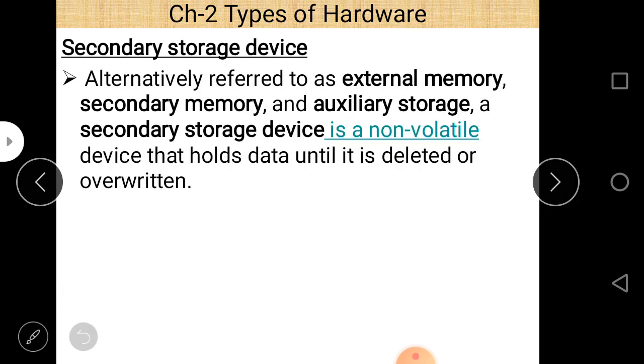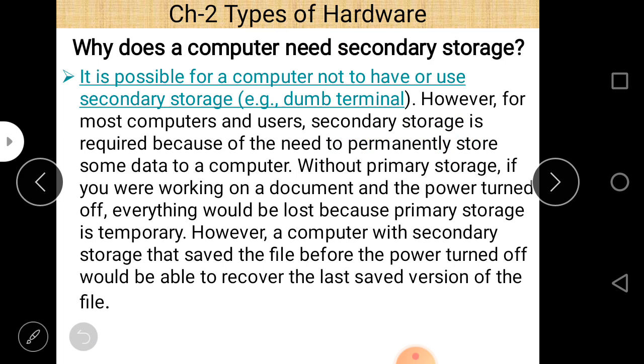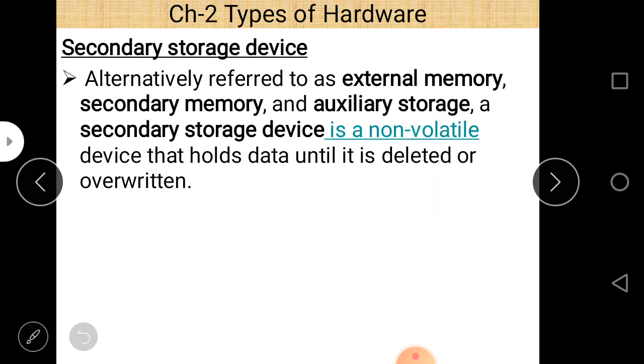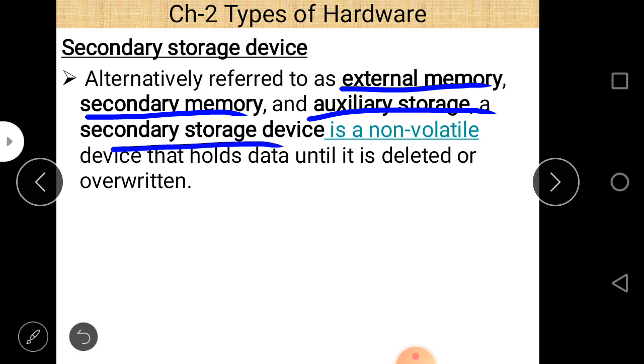Now let us check the definition of secondary storage. It is alternately referred to as external memory. Secondary storage is also called external memory, secondary memory, auxiliary memory, or secondary storage devices. These are the different names of secondary storage. Remember all these terms, because sometimes it may be asked in an examination, what is auxiliary memory? So auxiliary memory is nothing but the secondary storage device.